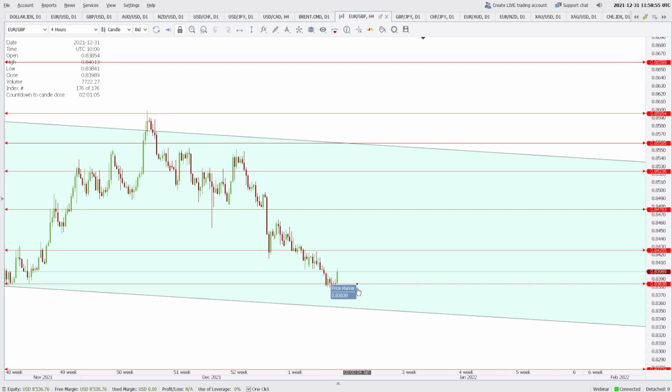Now about this one, 0.8383 is the support, and 0.8425 is the immediate resistance.